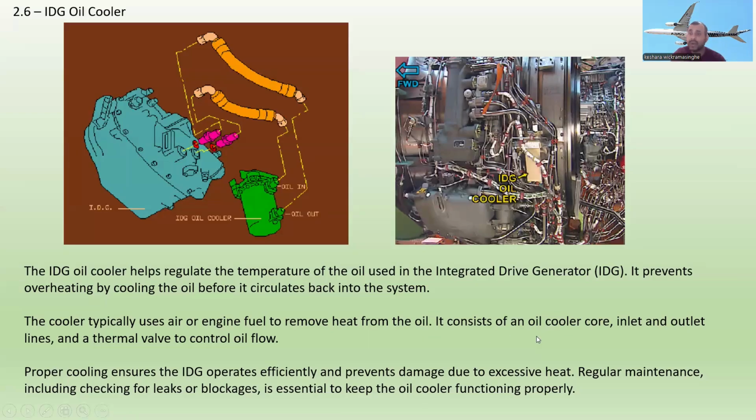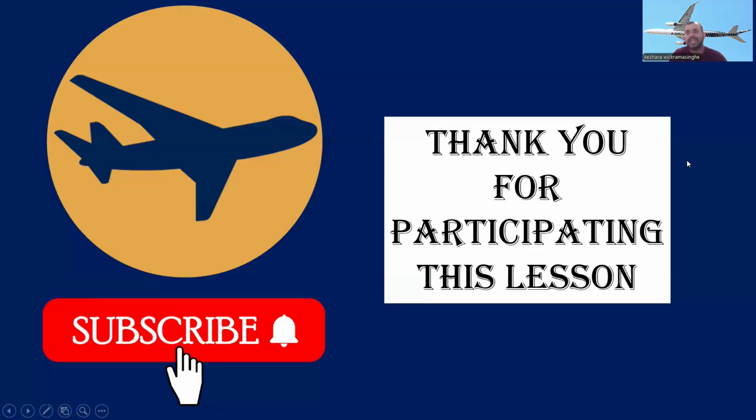It consists of an oil cooler core, inlet and outlet lines, and a thermal valve to control oil flow. Proper cooling ensures the IDG operates efficiently and prevents damage due to excessive heat. Regular maintenance, including checking for leaks or blockage, is essential to keep the oil cooler functioning properly. All right. That is the end of this lesson. I think you got good knowledge about how we disconnect and reconnect the IDG and its components.